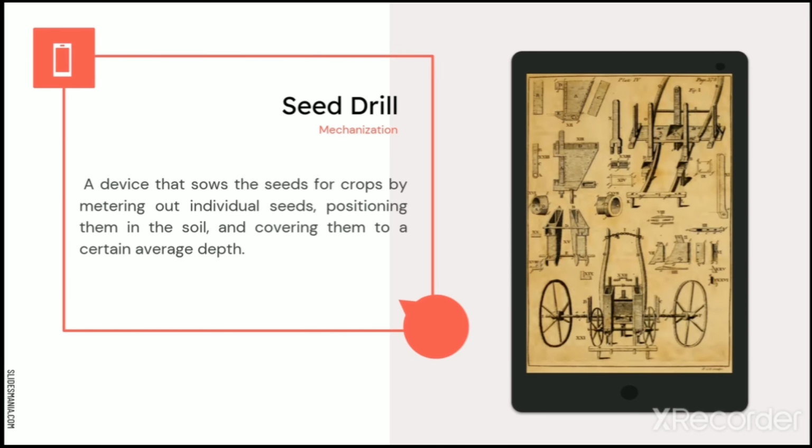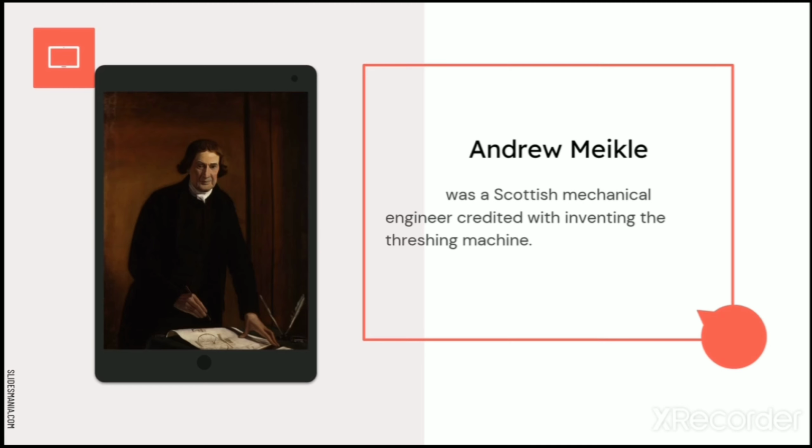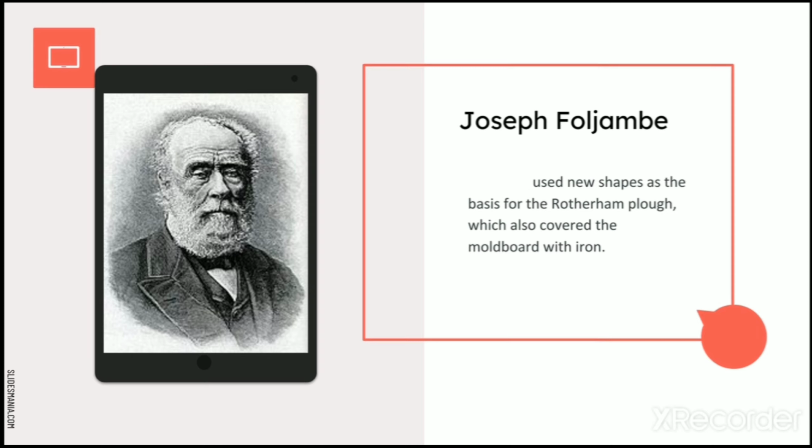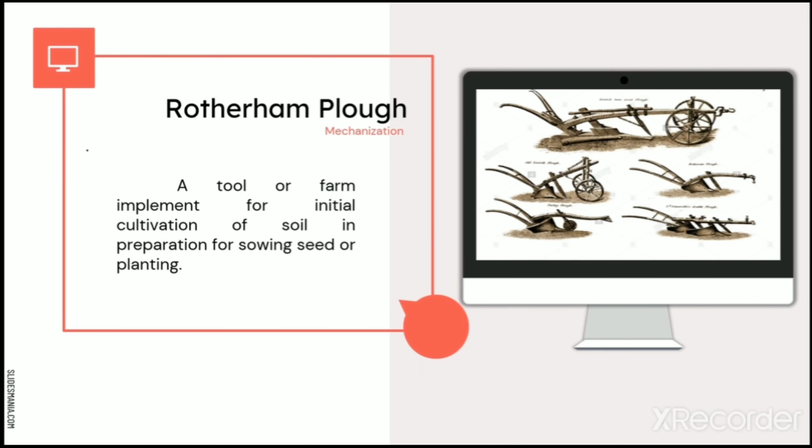Seed drill, in mechanization, is a device that sows the seeds per crop by metering out individual seeds, positioning them in the soil, and covering them to a certain average depth. Andrew Meikle was a Scottish mechanical engineer credited with inventing the threshing machine. The threshing machine, in mechanization, is a piece of farm equipment that threshes grains, that is, removes the seeds from the stalks and husks. Joseph Foljambe used new shapes as the basis for the Rotterdam plough, which also covered the moldboard with iron. The Rotterdam plough, in mechanization, is a tool or farm implement for initial cultivation of soil in preparation for sowing seed or planting.